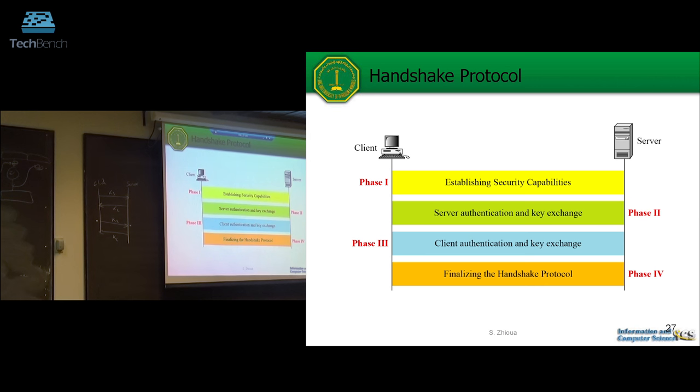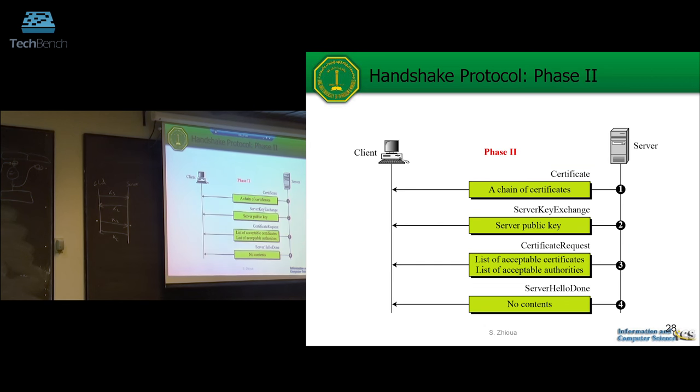Next, phase two. This is server authentication and key exchange. Now, the server needs to authenticate itself to the client. This is the first to be authenticated. So the server will send its certificate, and in particular, the chain of certificates. Why does it need to send the chain of certificates here? We said that the hierarchy of the certification is actually chained. It doesn't just send its certificate only. It will send the certificate in addition to the information that the client might use to check if that certificate is correct or not. So it will give the reference.